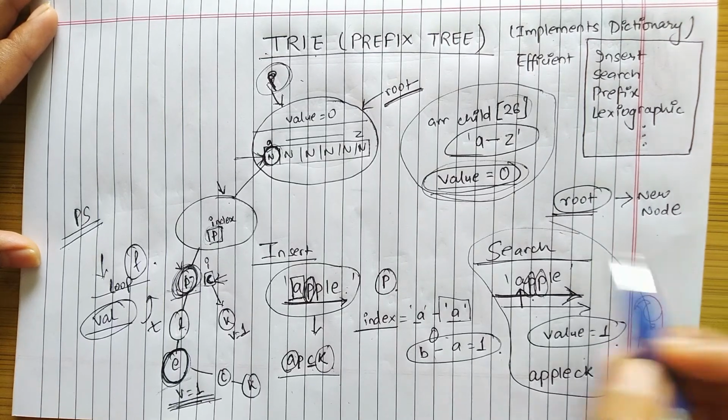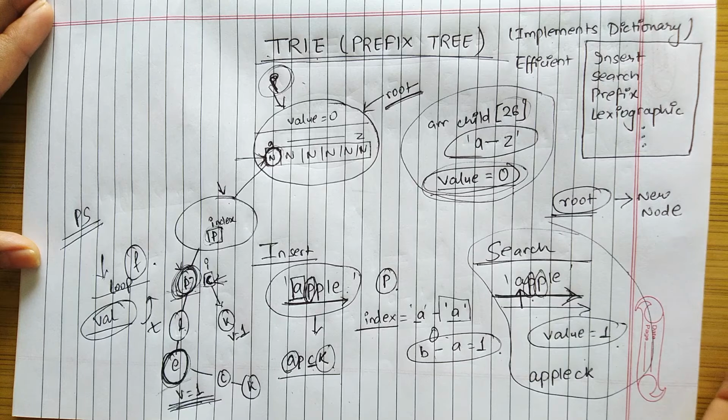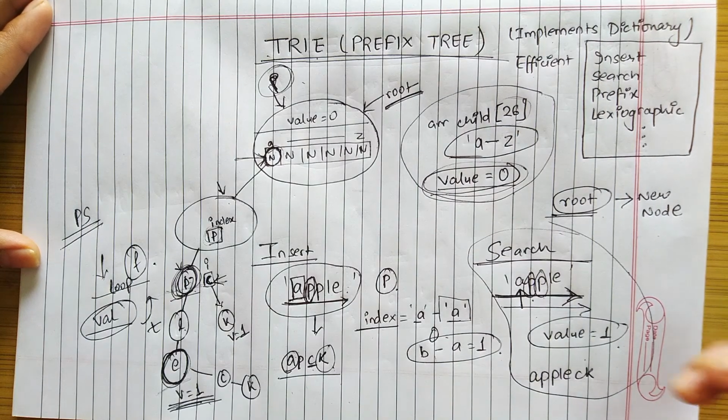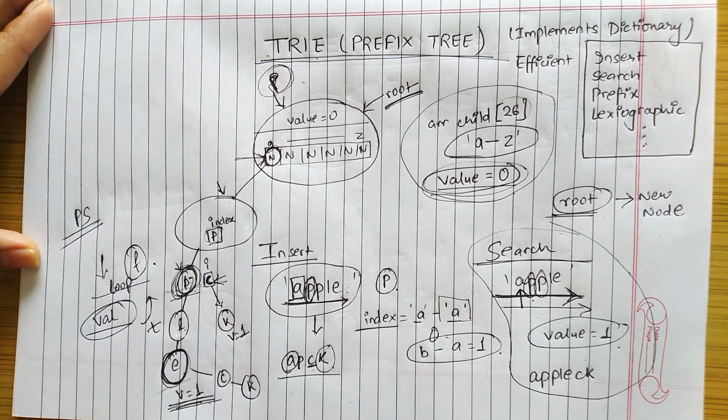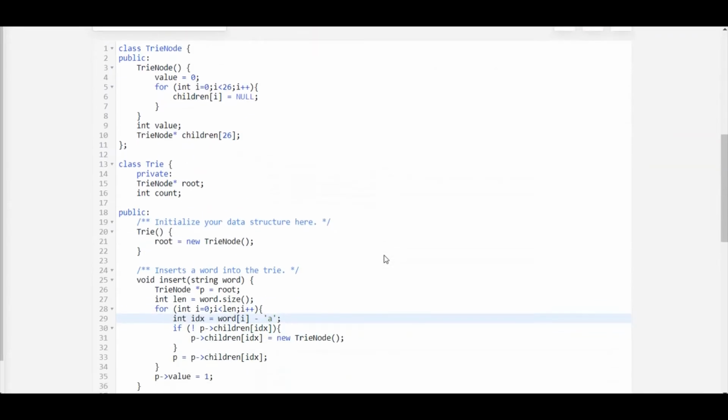So this is how the trie data structure works. I hope you understood the basic implementation. Now let's check out the code on the screen. Now this is the code.